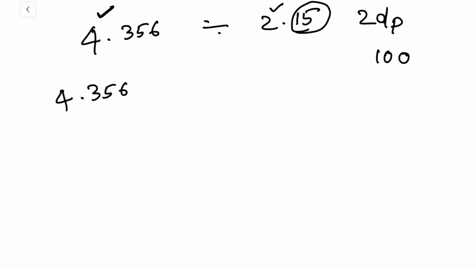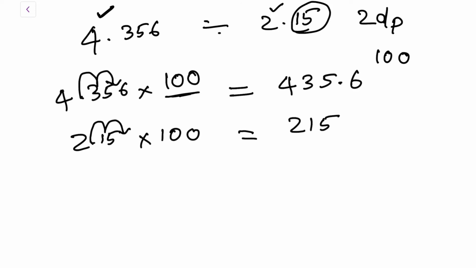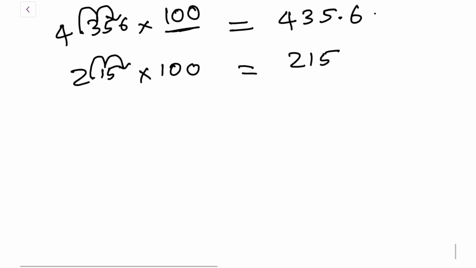4.356 into 100, because it's got 2 decimal places, we are multiplying with 100, is what? The decimal point moves 2 places to the right. It's 1, 2. That's right. 435.6. And 2.15 into 100 is what? Again, the decimal point has to move 2 places to the right. 1, 2. That is 215. Okay. Now you just have to divide these two.